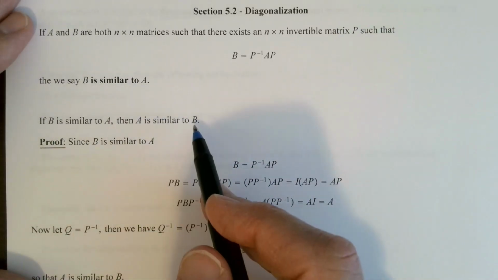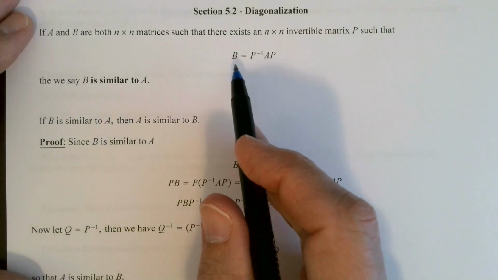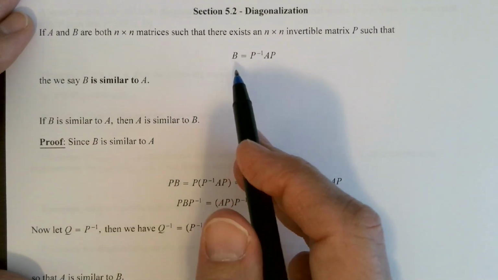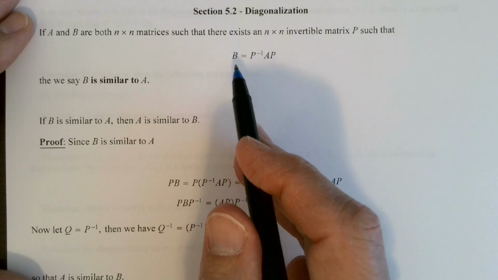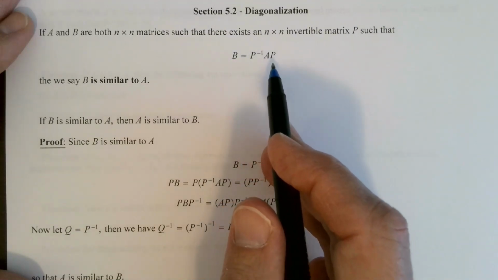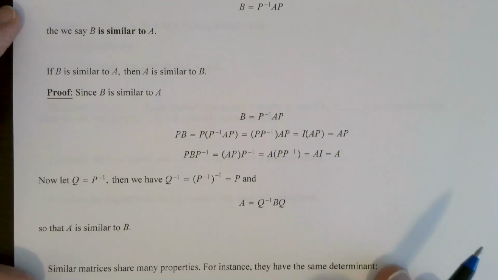Now, first thing to say is that if B is similar to A, then A is similar to B. So how does that work? If B is similar to A, we have this, but if A is similar to B, there must be some matrix where A is equal to the inverse of that matrix, times B, times that matrix. Well, it's pretty easy to see what that is.